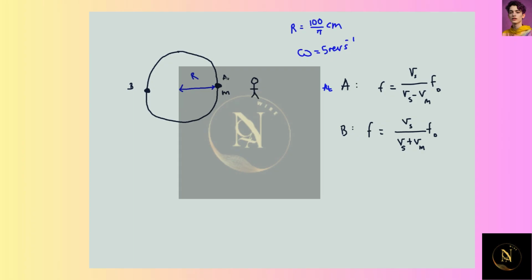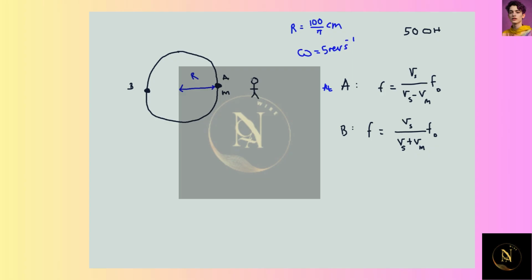In this question, we have a small source of sound which has a frequency of 500 Hertz. It is rotated in a circle with a radius of 100 over pi centimeters at a constant angular speed of 5 revs per second, as shown here.